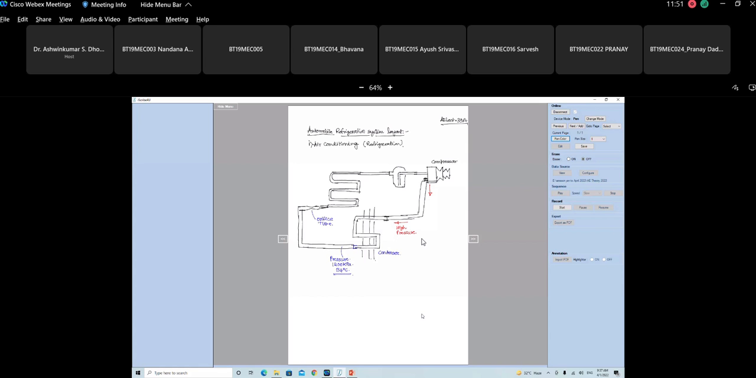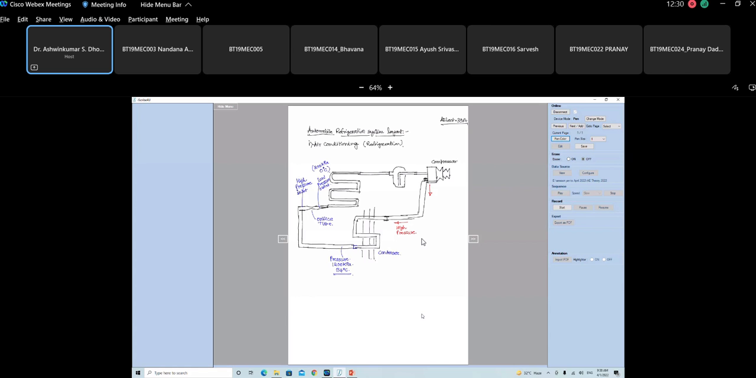Orifice tube. Okay, so this is the high pressure inlet and this is the low pressure outlet. Here the low pressure outlet. So the pressure is usually 200 kilopascal and the temperature is reduced to almost 0 degrees centigrade.